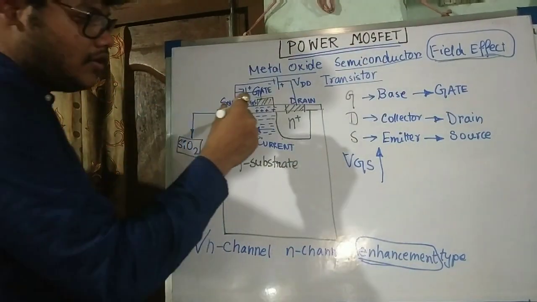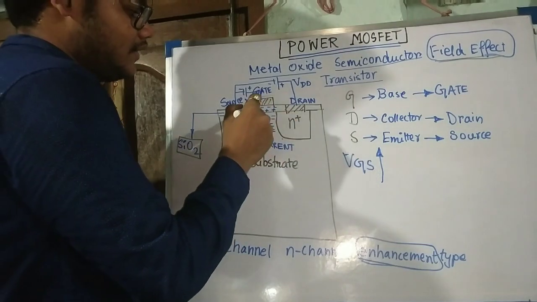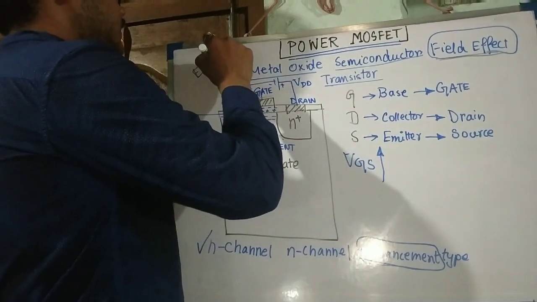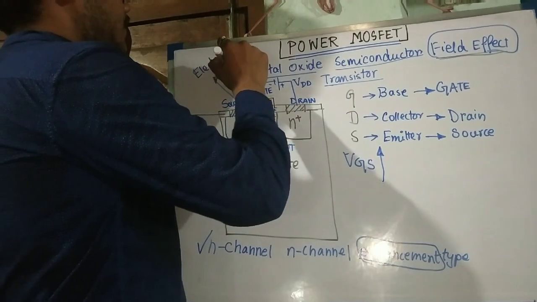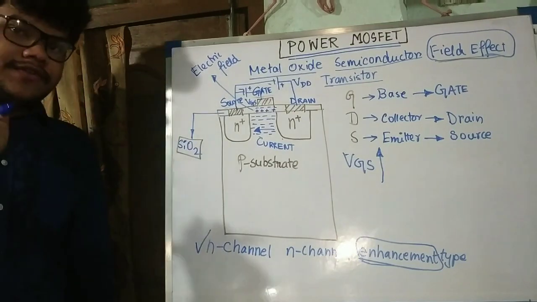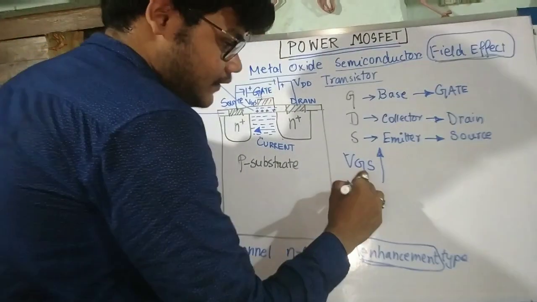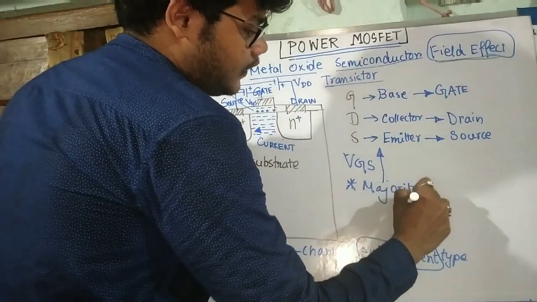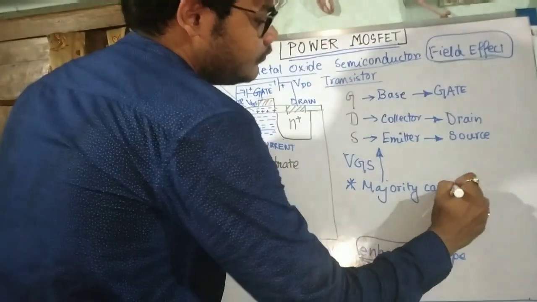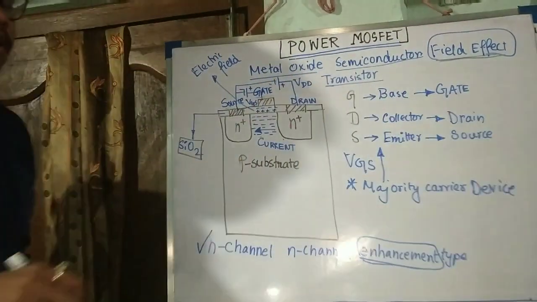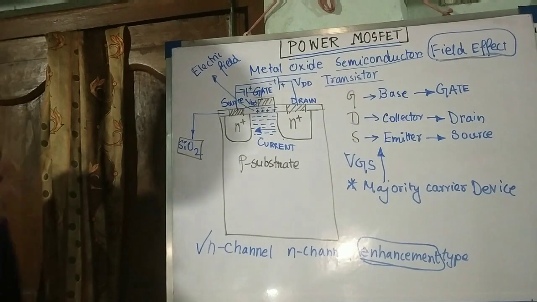So metal oxide semiconductor field effect. Why is this field effect? Because of this electric field. Because of this electric field, you have the current flow. And remember one thing, MOSFET is a majority carrier device, which, we will see, enables the higher frequency operating range.